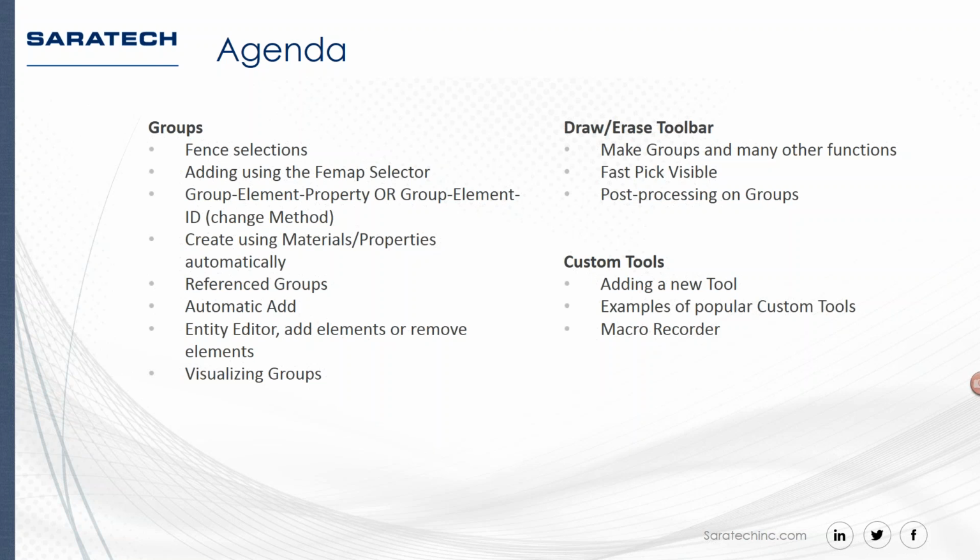So what we're going to go through is three main topics. The main topic is going to be groups. A lot of people may know about groups, but don't really use them as effectively as they could. So we'll talk about using fence selections and the Femap selector to add entities to the groups. Many different methods that you can use to add different entities to groups, such as materials and properties. You can also do reference groups, which is basically a group of a group. You have different tools like automatic add and the entity editor to let you modify groups. And of course, there's different options and settings for visualizing in groups.